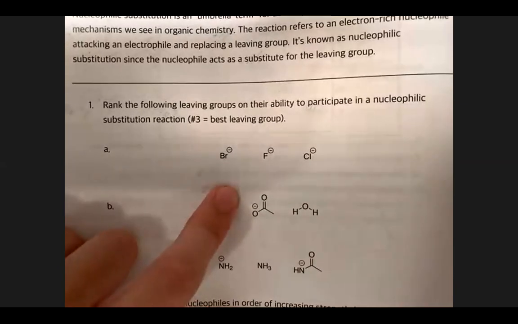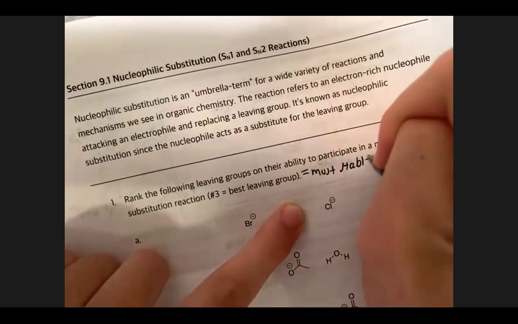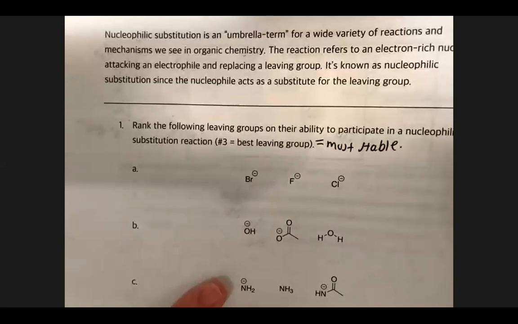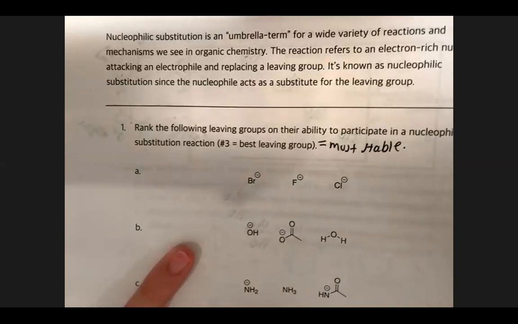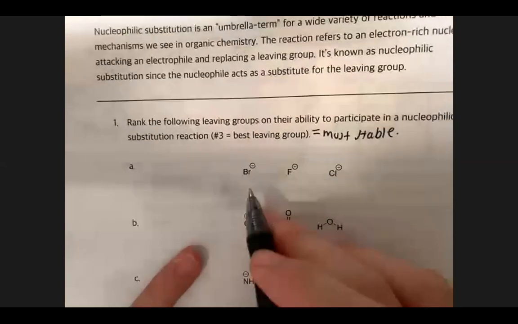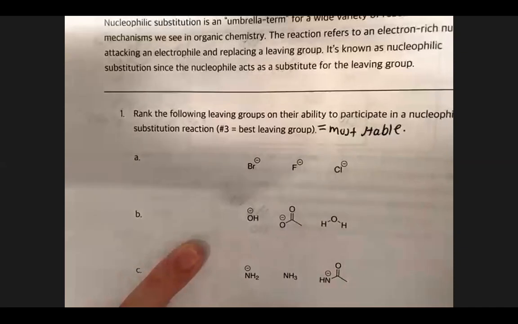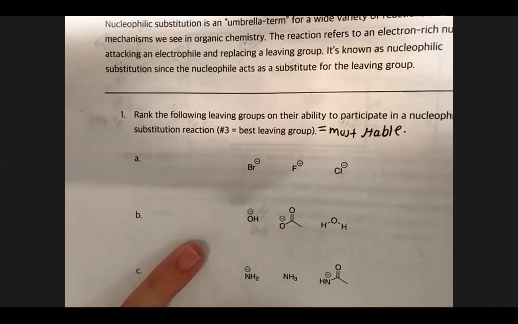So the better leaving groups are the leaving groups that are the most stable. So I'm gonna write up here, most stable. That makes sense. Something will leave a molecule if it's stable on its own and it's stable enough to exist on its own, okay? So let's think about the stability of a bromide anion, a fluoride anion, and a chloride anion. So going down the periodic table, clearly, these are the halogens: fluorine, chlorine, then bromine.